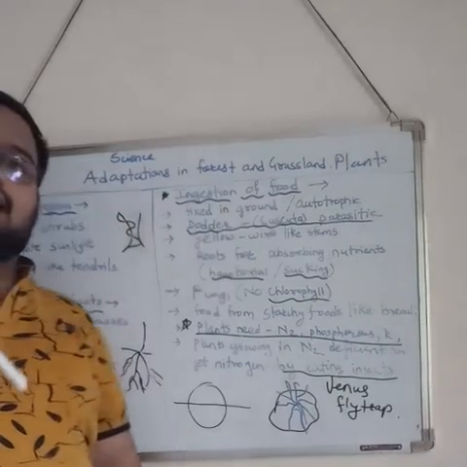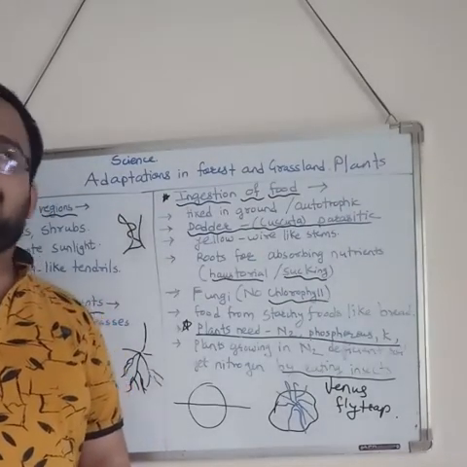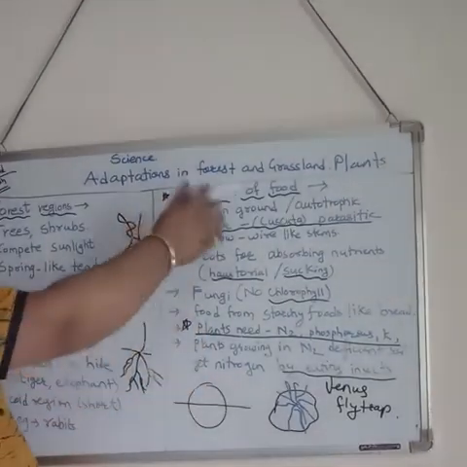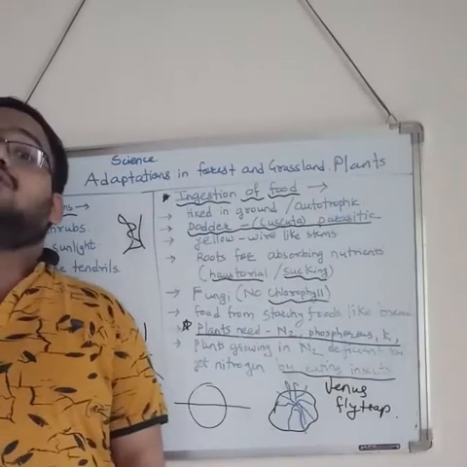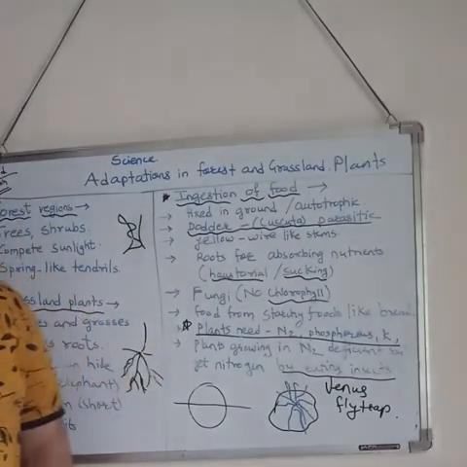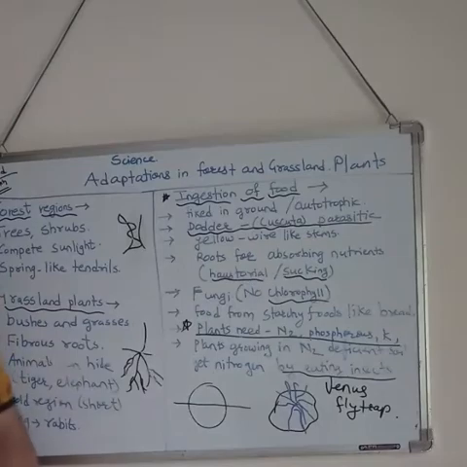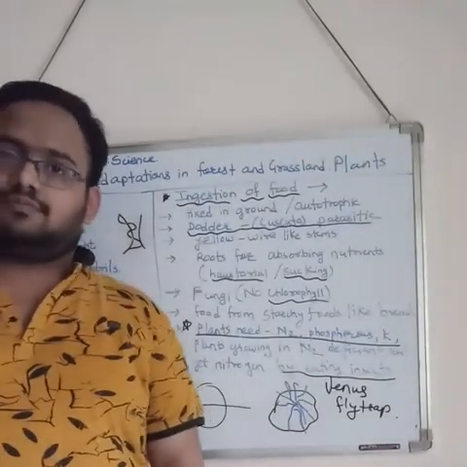Next part is ingestion of food. Ingestion means taking inside and egestion means giving outside. So, ingestion of food. Basically plants are fixed in the ground and they are autotrophic. Auto means they prepare their own food. So they are anchored or fixed in the ground.